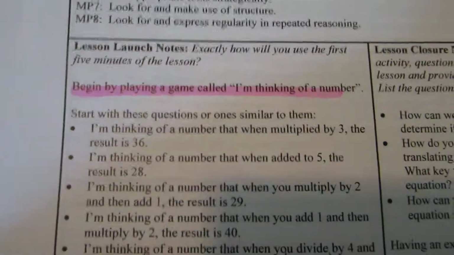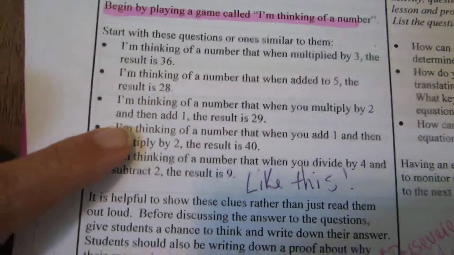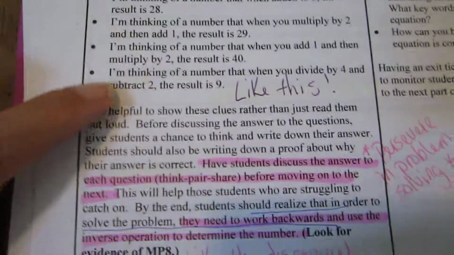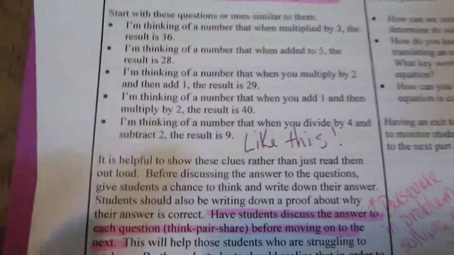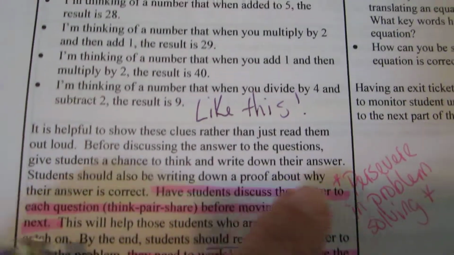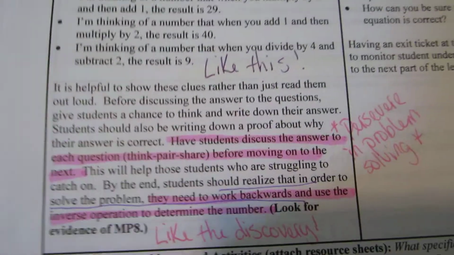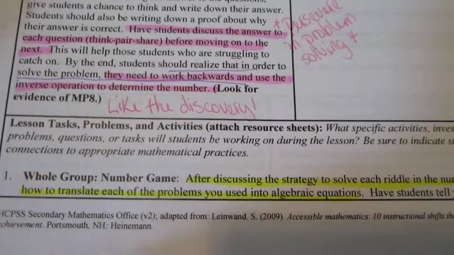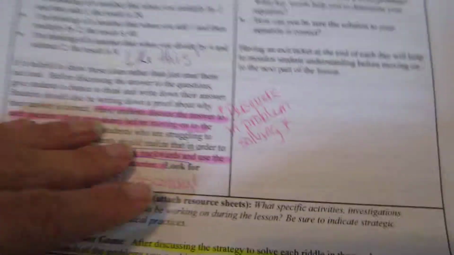I really liked the intro with the "I'm thinking of a number." I thought that was a good catch. And I liked that that was showing the connection between an algebraic solution to an arithmetic solution to an algebraic solution. I thought this was a good example of persevering and problem solving, and I liked the discovery aspect of it. So we started with a number game. So I, again, liked that.